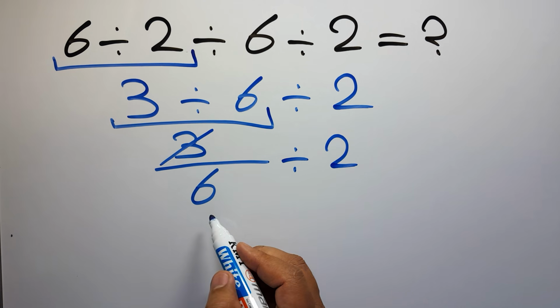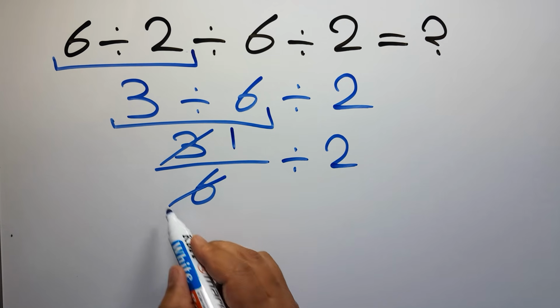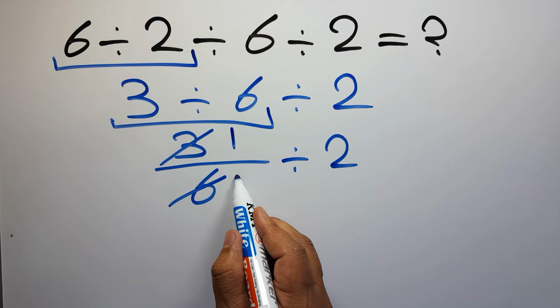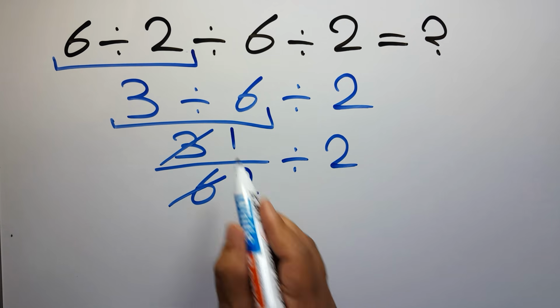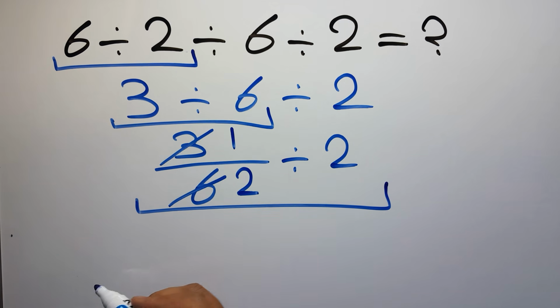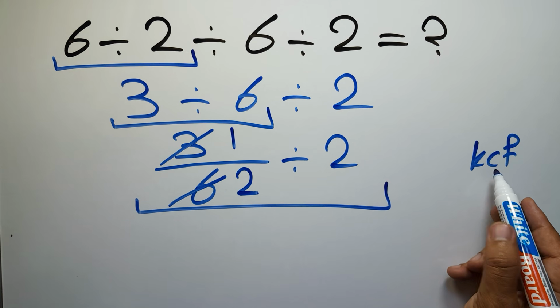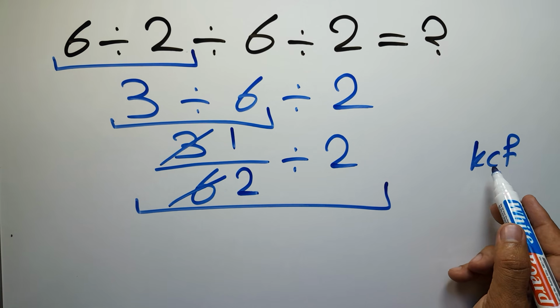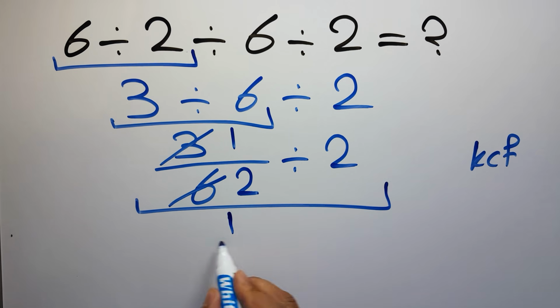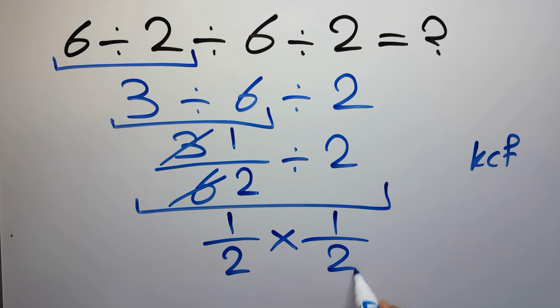3 divided by 3 gives us 1, and 6 divided by 3 equals 2. So we have 1 over 2 divided by 2. According to the KCF rule, K stands for keep, C stands for change, and F stands for flip. We can write: keep the first fraction, change division to multiplication, and flip the second fraction.